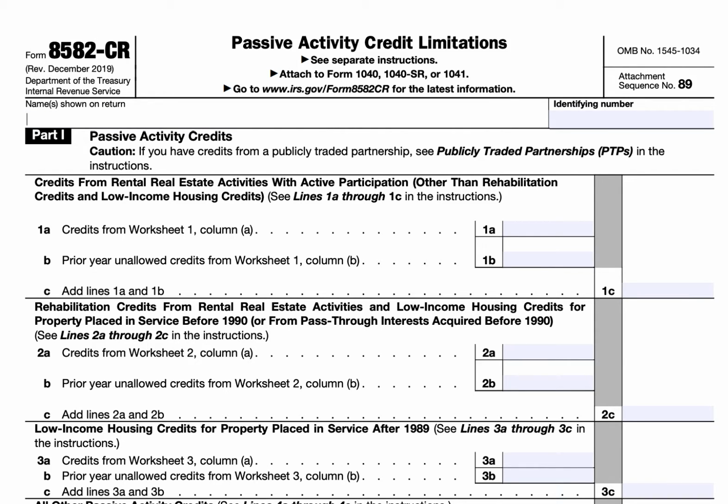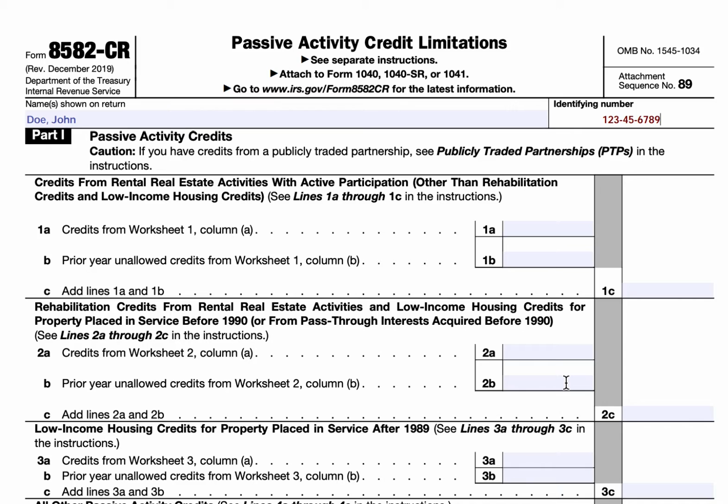Before you start with part 1, you'll want to make sure that your taxpayer information is clearly at the top of the form. Your tax preparation software should cover that for you. In part 1, if you have any credits from a publicly traded partnership, there is a part of the form instructions that specifically discusses publicly traded partnerships. However, that might be a little out of depth for the scope of this video, so we're going to focus on simply what we see in the form ahead of us.